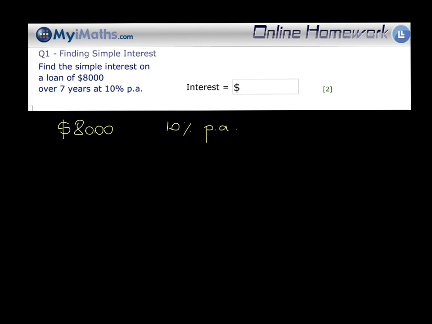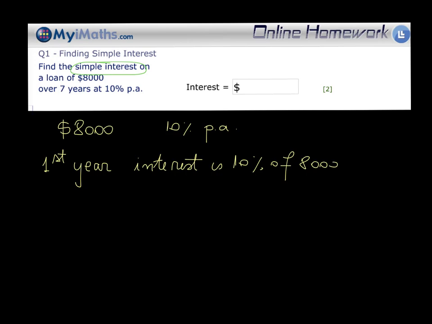Being simple interest, you pay every year the same. So in 1 year, in the first year, your interest is 10% of 8,000. So it is $800. That's how much you need to pay on top of the loan. Of course you pay the 8,000, but also you pay every year 800.